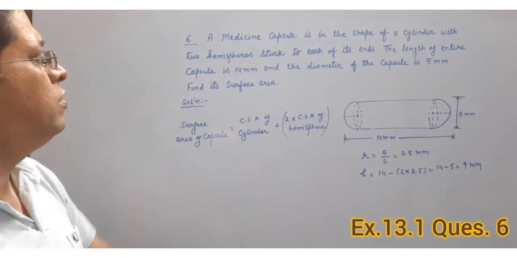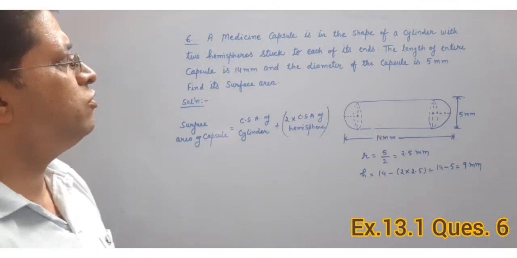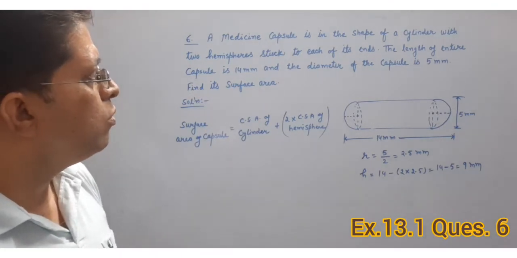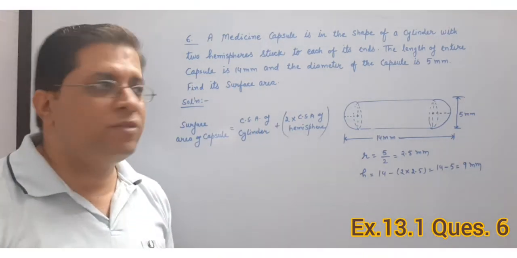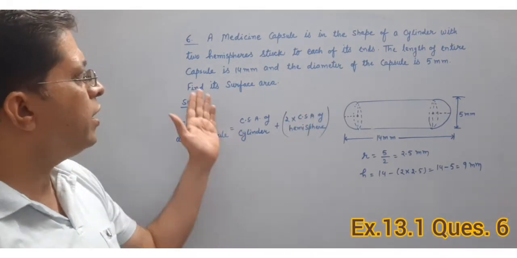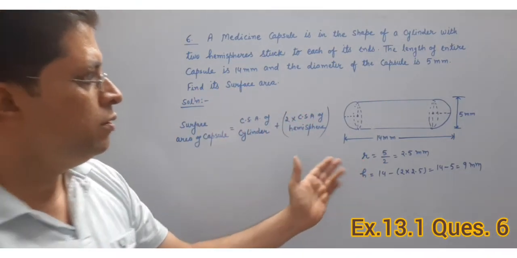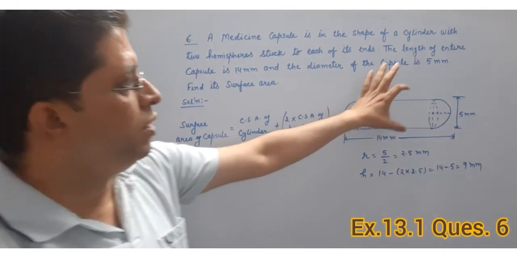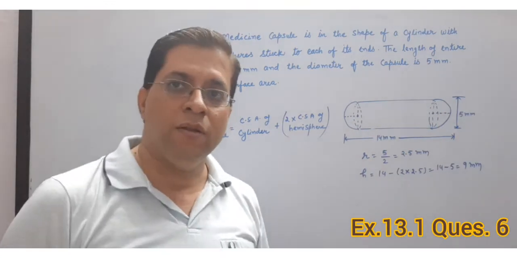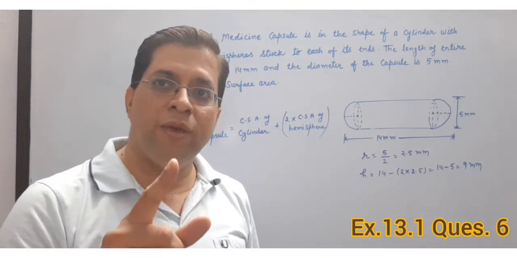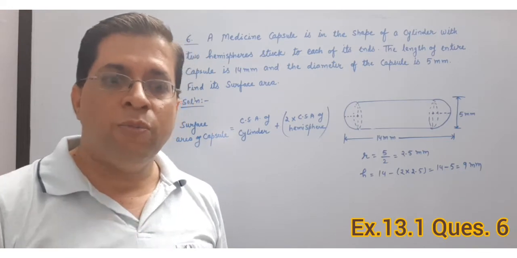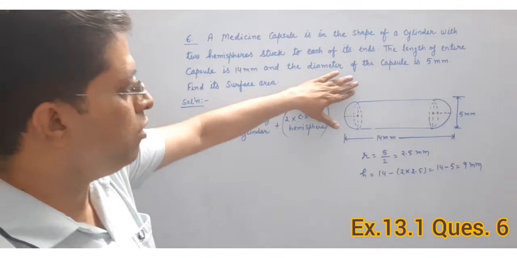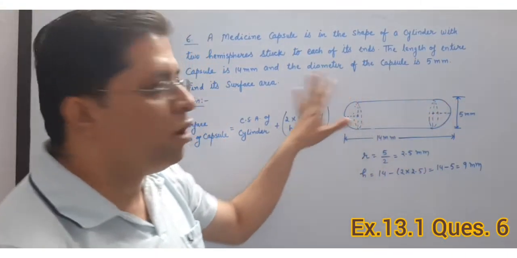Yes, the next question is: a medicine capsule is in the shape of a cylinder with two hemispheres stuck to each of its ends. The length of the entire capsule is 14 millimeter, and the diameter of the capsule is 5 mm. Diameter is 5, then radius will be 5 upon 2, this will be 2.5. Find its surface area. This area you have to find.